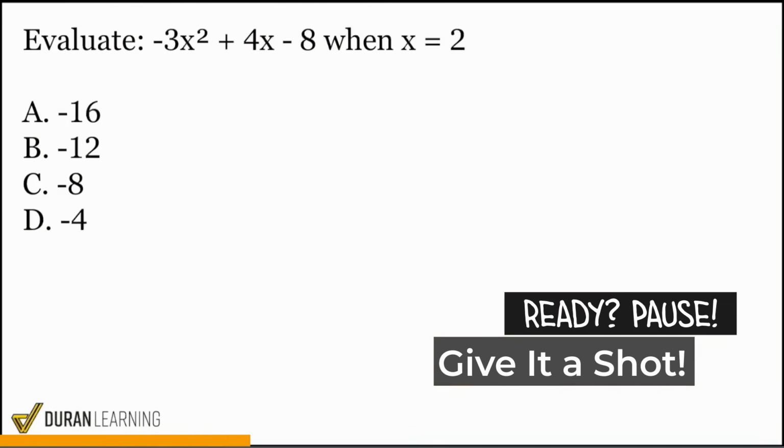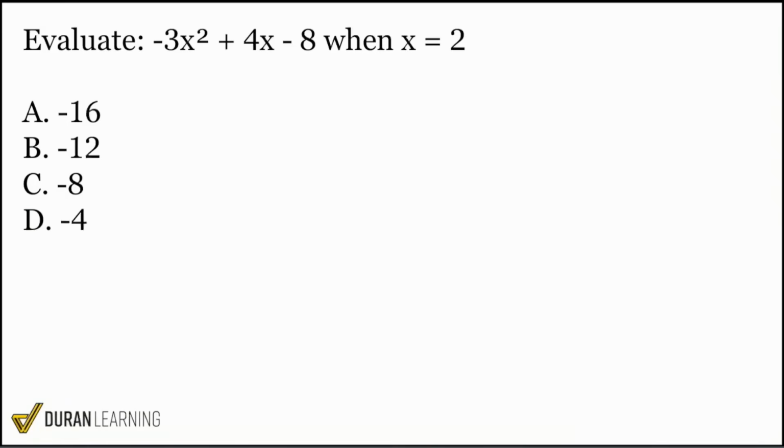Let's tackle this next one here. The problem instructs us to evaluate this expression. The expression is negative 3x squared plus 4x minus 8, where x is equal to 2. Sounds good. So I'll replace x with 2 and see what I can do from there. We have negative 3 multiplied by 2, and that 2 is squared. Then we have plus 4x, where x will be replaced with 2 again. And then we have minus 8.